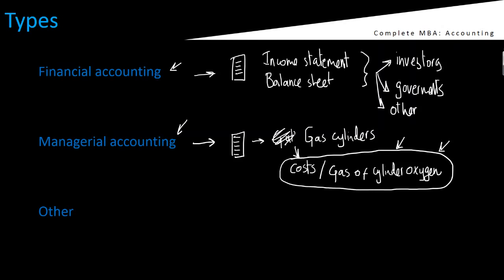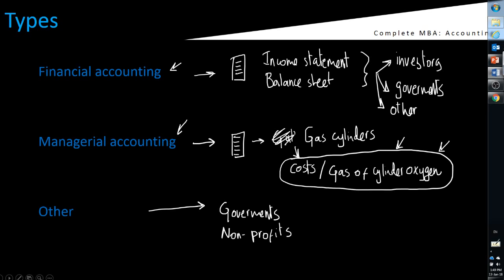There are other accounting types that accountants may learn. For example, accountants within governments do governmental accounting, which is totally different to the accounting you will see in a company. There are other types of accounting, for example, non-profits. They have a different way of reporting profits or reporting accounting standards, etc.